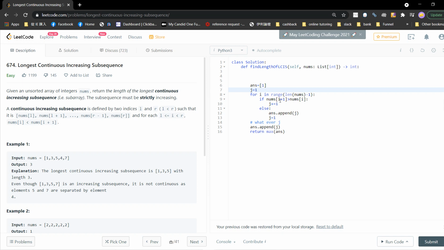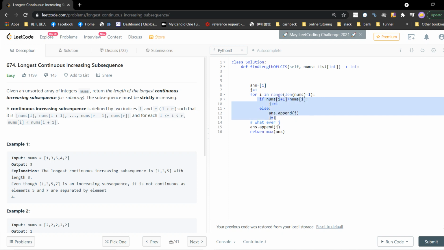If you see it is still increasing, then j add 1, right? Because j counts the length. Otherwise it means that it starts decreasing, so that means the section is over. So the answer will append j, just recording the length of the increasing subsequence, and j needs to be reset to 1.